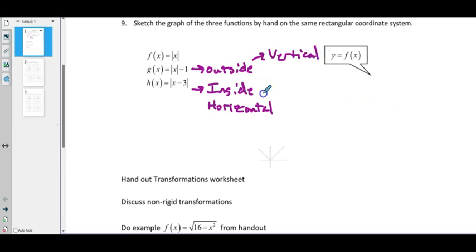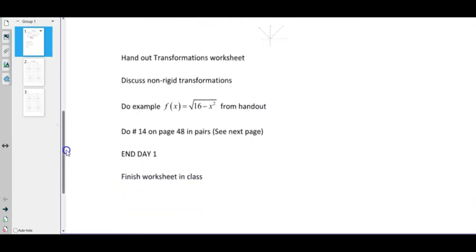I didn't draw these by hand. Desmos kind of took care of that, so we're fine there. Moving on, the example down here, we actually did this in the book. This was actually one of your homework questions, or something similar to it. So I'm not too worried about that.